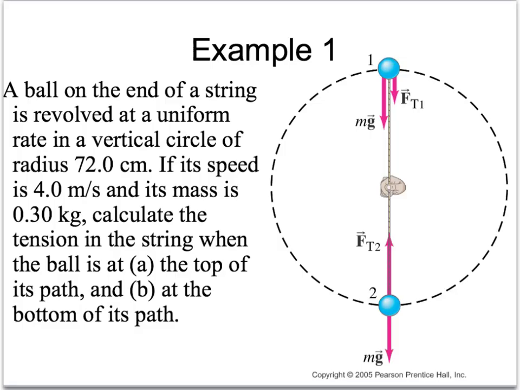Alright, here's an example problem we solved. A ball on the end of a string revolved at a uniform rate in a vertical circle of radius 72 centimeters. If its speed is 4 meters per second and its mass is 0.3 kilograms, calculate the tension in the string when the ball is at the top and when it's at the bottom. Why don't you pause the video and try this problem, and then I'll have the answers when you come back. So go ahead and pause the video.